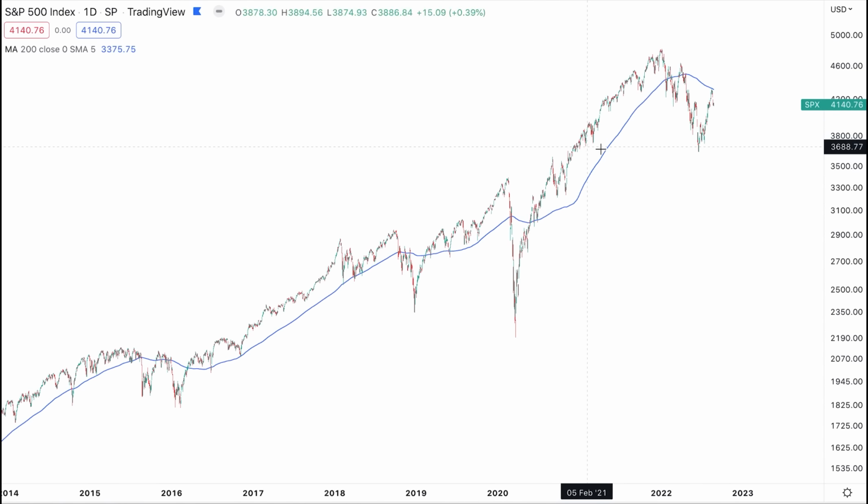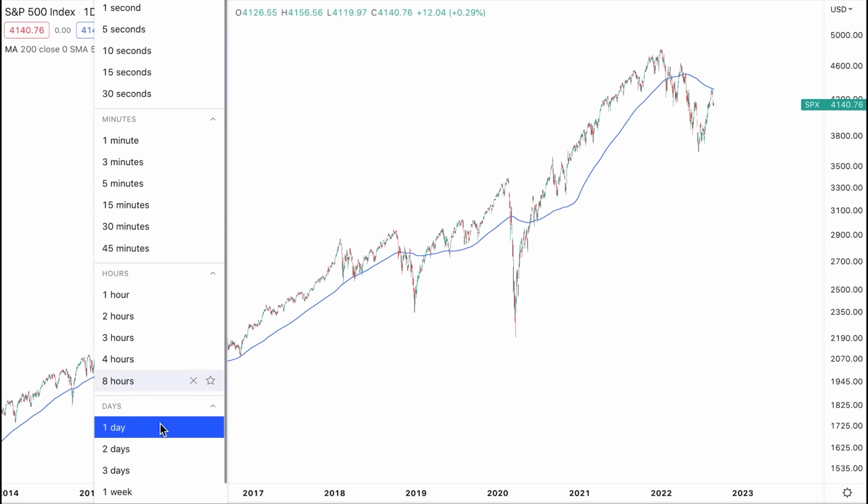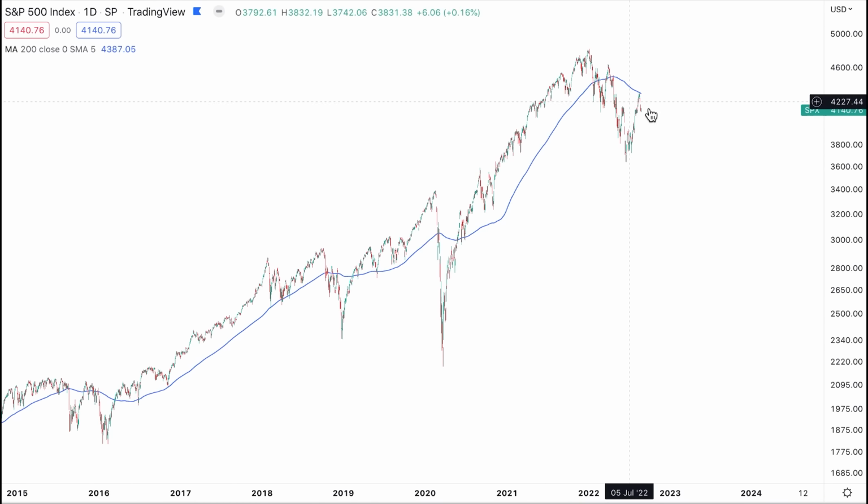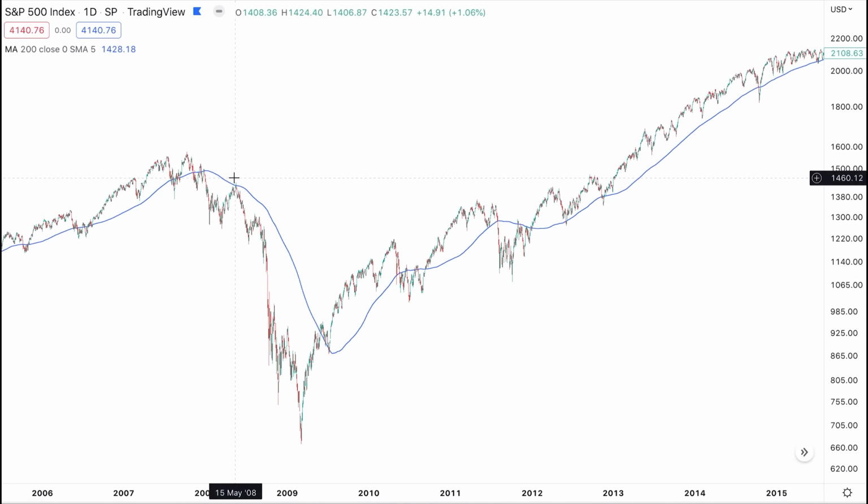So how does that fit in, and how does that compare to what was going on in 2008? Is it as simple as just paying attention to this rejection of the 200-day moving average and concluding that we're going to be in the same situation as 2008?